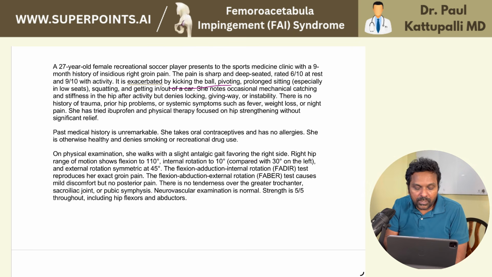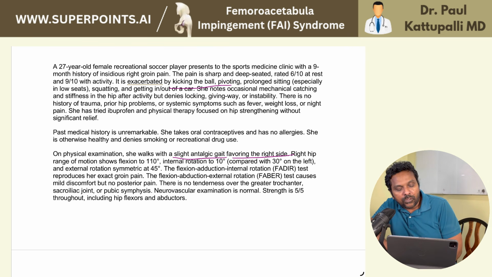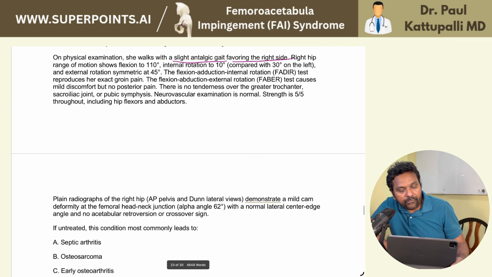On physical examination, she walks with a slight antalgic gait favoring the right side. Right hip range of motion shows flexion to 110 degrees, internal rotation to 10 degrees compared with 30 degrees on the left, and external rotation symmetric at 45 degrees. The flexion, adduction, internal rotation, FADIR test reproduces her exact groin pain. The flexion, abduction, external rotation, FABER test causes mild discomfort but no posterior pain. There is no tenderness over the greater trochanter, sacroiliac joint, or pubic symphysis. Neurovascular examination is normal. Strength is 5 out of 5 throughout, including hip flexors and abductors.